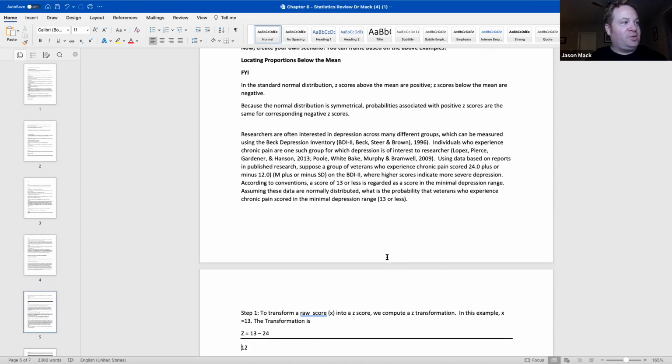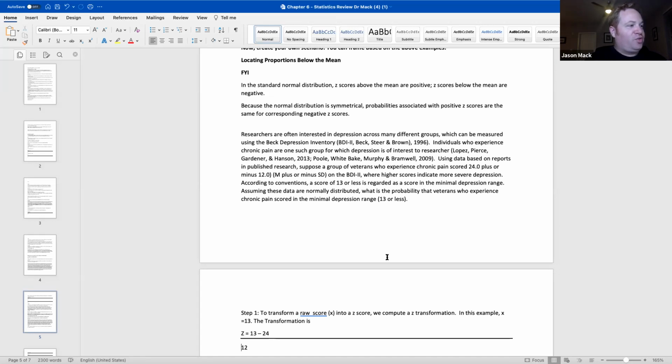Researchers are often interested in depression across many different groups, which can be measured using the Beck Depression Inventory, or BDI-2. Individuals who experience chronic pain are one such group in which depression is of interest to the researcher. Using data based on reports and published research, suppose a group of veterans who experience chronic pain scored 24 plus or minus 12, mean plus or minus standard deviation, where higher scores indicate more severe depression.